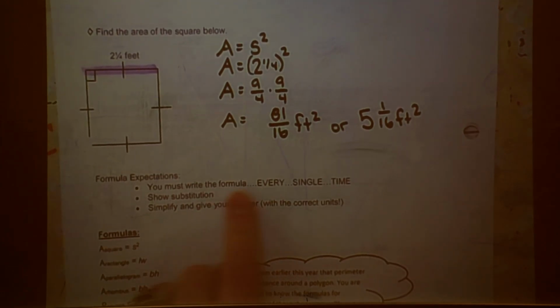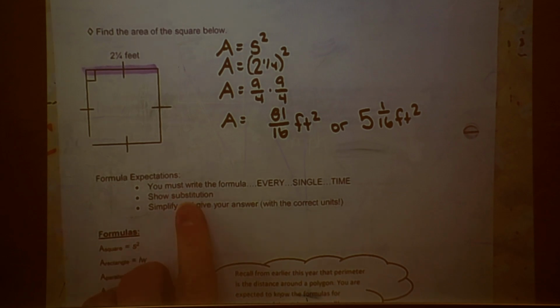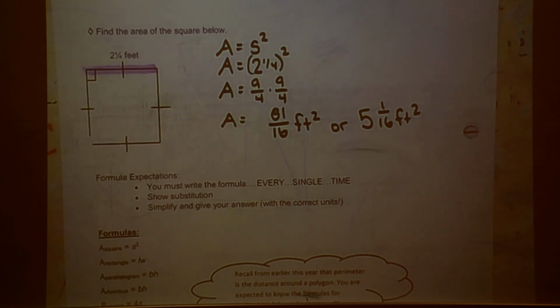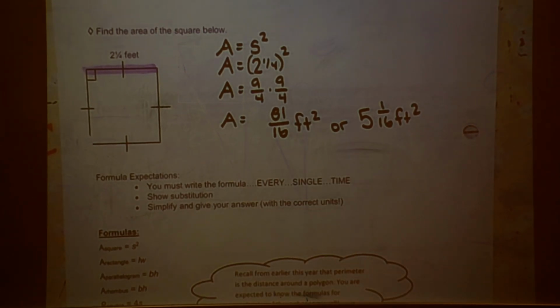Yes, you need to write your formula every single time. It should be the first thing you write down. Next, show your substitution. What are the numbers or the number I'm plugging in? And then simplify. Make sure your final answer also has units.